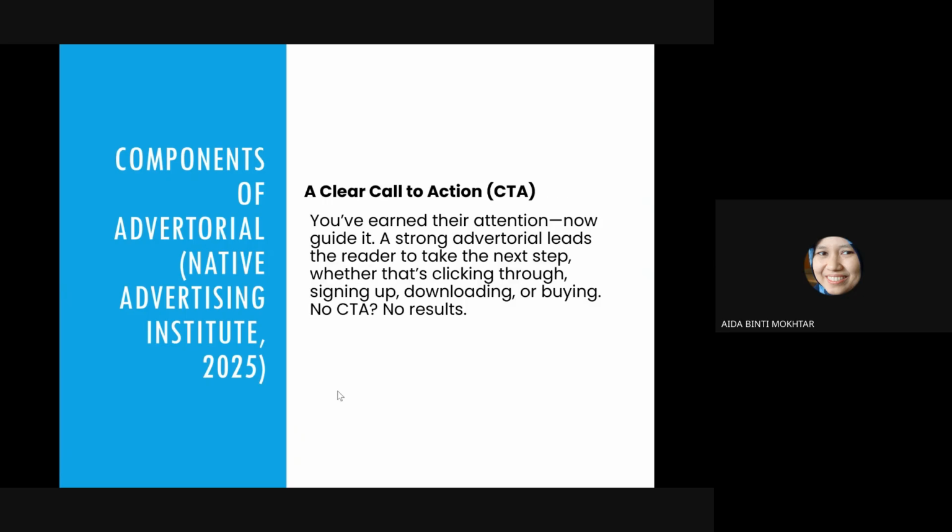Three, a clear call to action, CTA. You've earned their attention, now guide it. A strong advertorial leads the reader to take the next step, whether that's clicking through, signing up, downloading, or buying. No CTA, no results.